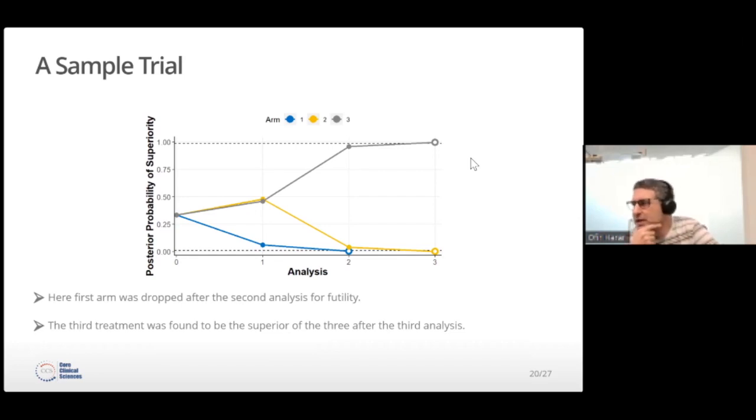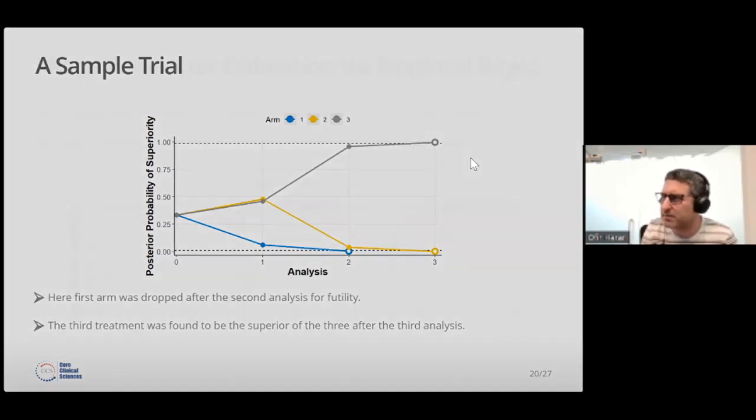In this one random trial, what we could see is that the first arm with an event rate of 10% stopped after 2 interim readouts. The remaining arms, arm 2 and arm 3, continued all the way to the third and final analysis, in which the third arm with an event rate of 5% was found to be superior to the second arm with a mean event rate of 7.5%. So again, you cannot base any conclusion on a single random trial. Therefore, I conduct 100,000 of them.